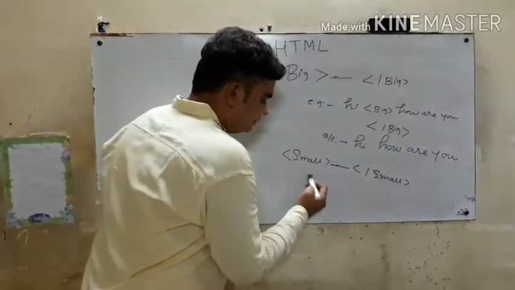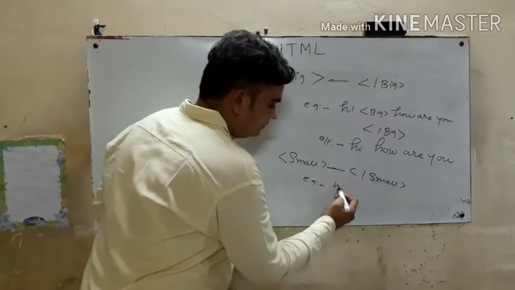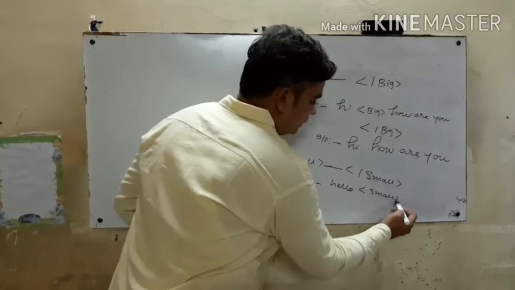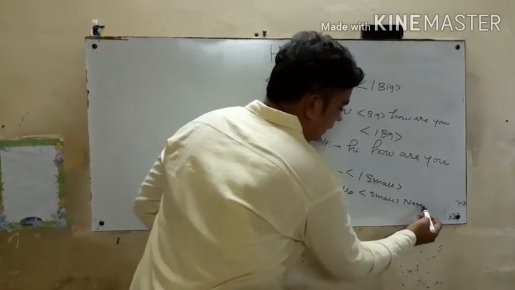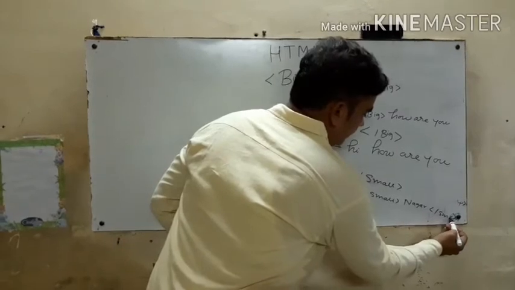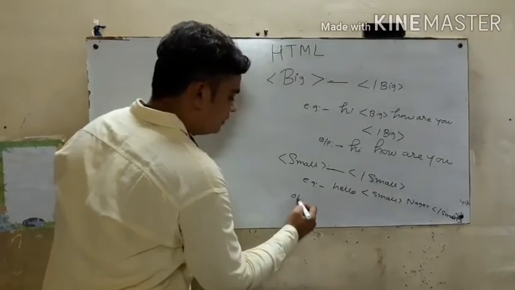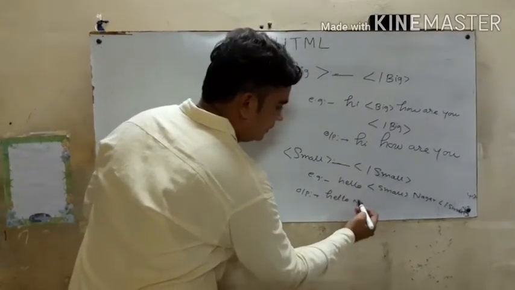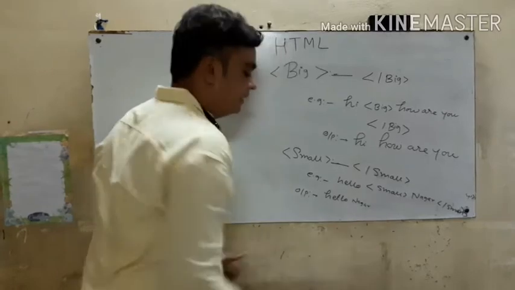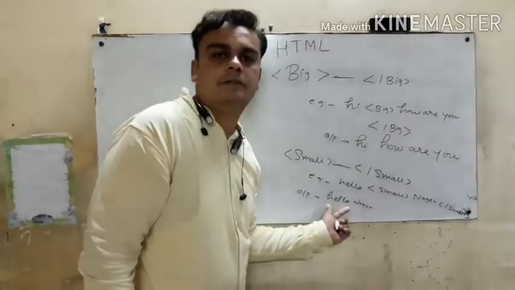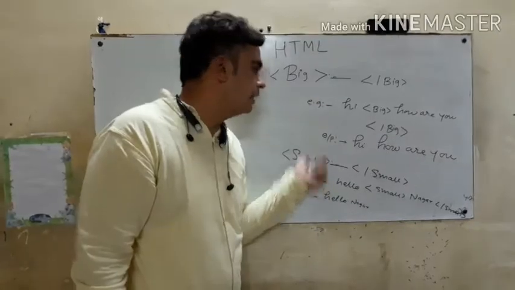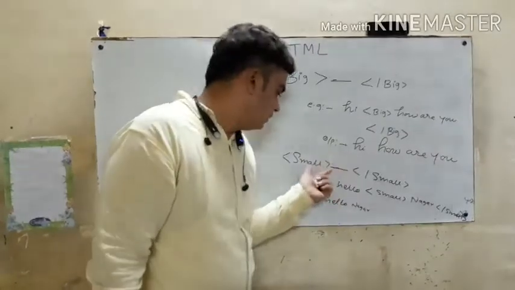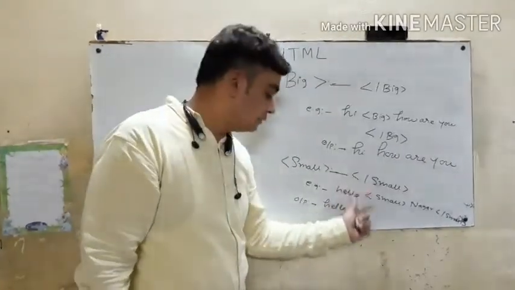And suppose here I am going to write down one example: hello, and here I am using the small tag, and here I am going to write down, suppose, Nagar, and then here /small. Then what is my output? So it will display like this: hello, and Nagar will display smaller than this hello text. So this is the effect of the small tag. The big tag is used to display the text with bigger font size, whereas the small tag is used to display the text with small fonts.